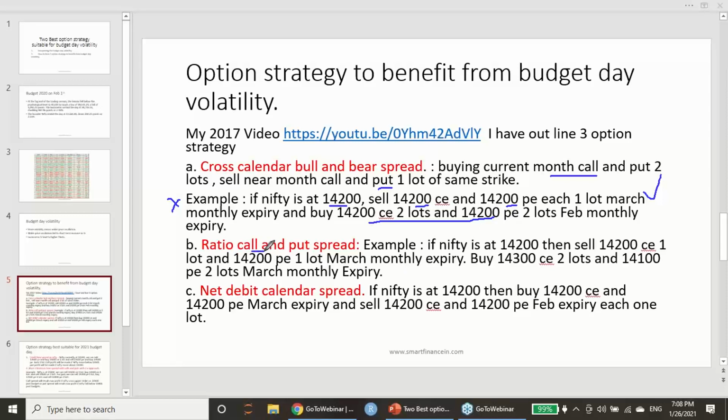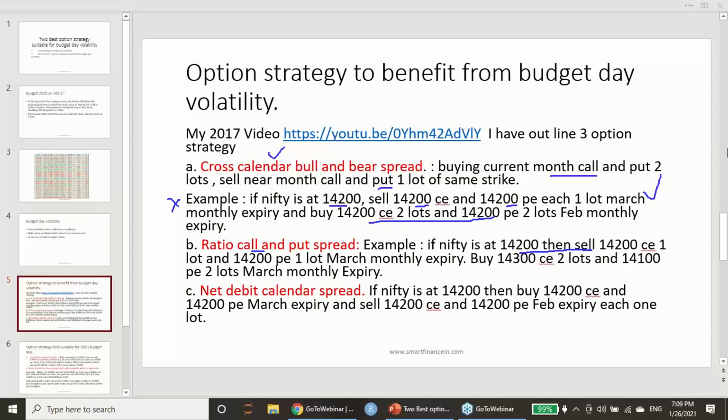Second, my strategy was the ratio call and put spread. This is also a very simple strategy, also suitable for wide price movements. When you expect a wide range of price movement can happen, then you can take a call on this strategy. It has a similar nature to the cross calendar bull and bear spread. However, here you are selling and buying the same month contract in the ratio of 1:2, meaning 1 lot you will be selling, 2 lots you will be buying.